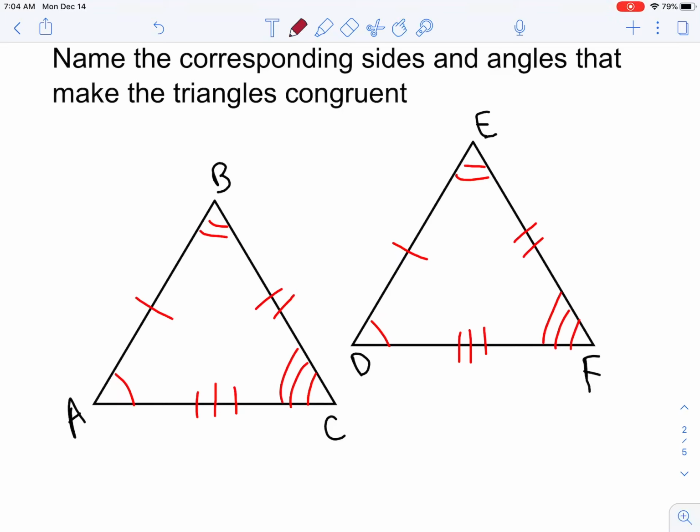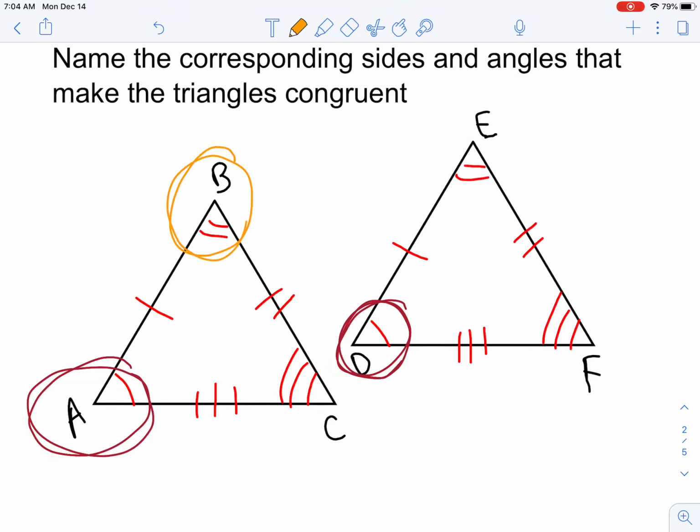So for example, if I talked about angle A here, I would want to know which angle matches up with angle A. So I'd look at the other picture and see which one is in a similar spot. So angle D would match up with angle A. Now I'd look at angle B and ask which one's in the similar spot in the other triangle. Oh, it's angle E. And then the same thing with C down here. So C would match up with F.